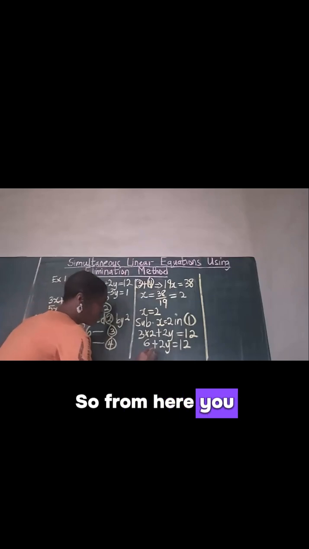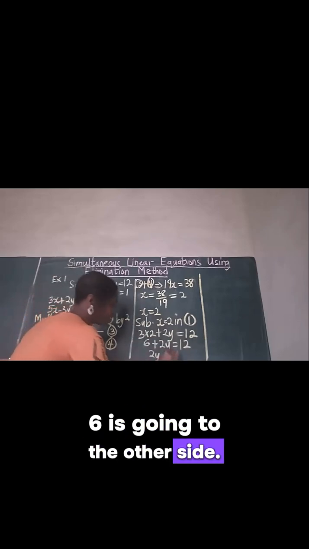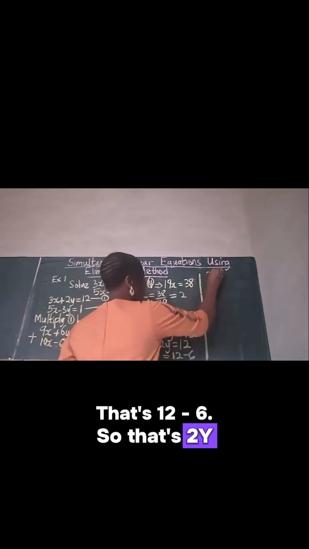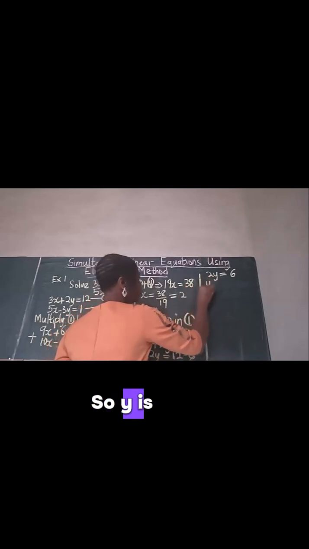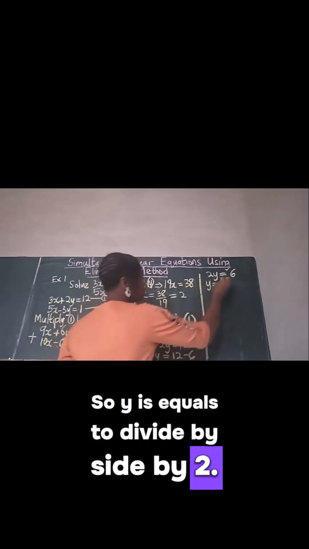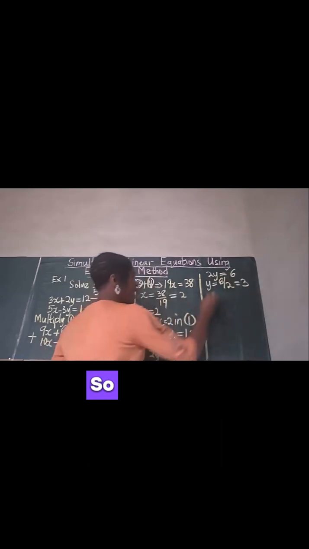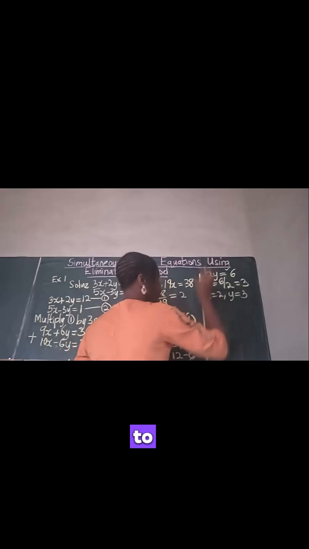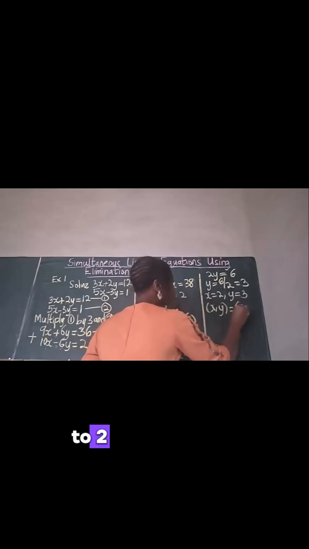So from here you have 2y. Collect like terms, 6 is going to the other side, that's 12 minus 6. So that's 2y equals 6. Divide both sides by 2, y equals 6 over 2, which is 3. So x is equal to 2, y is equal to 3, or you write it as x comma y equals 2 comma 3.